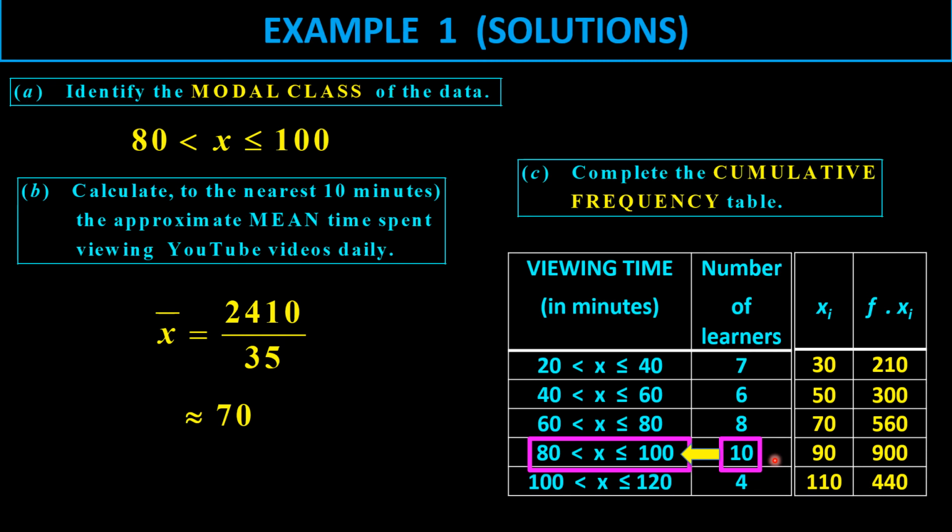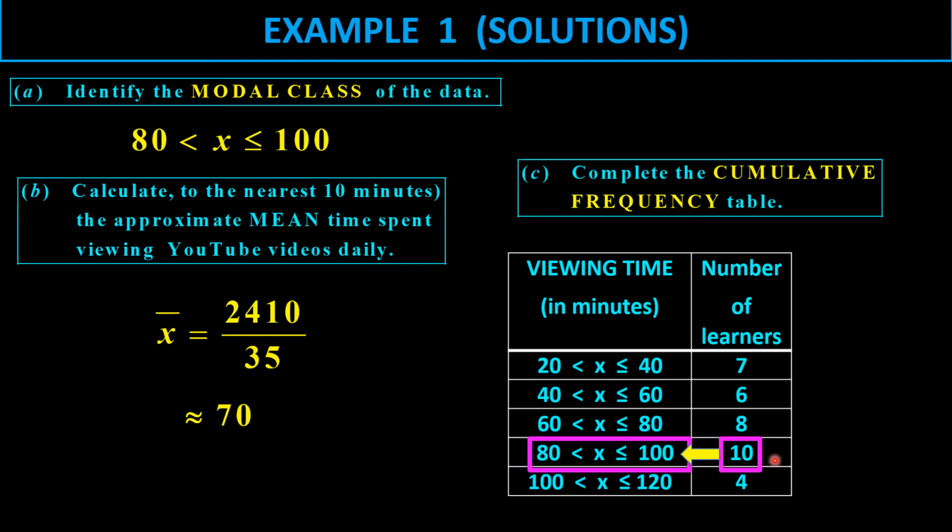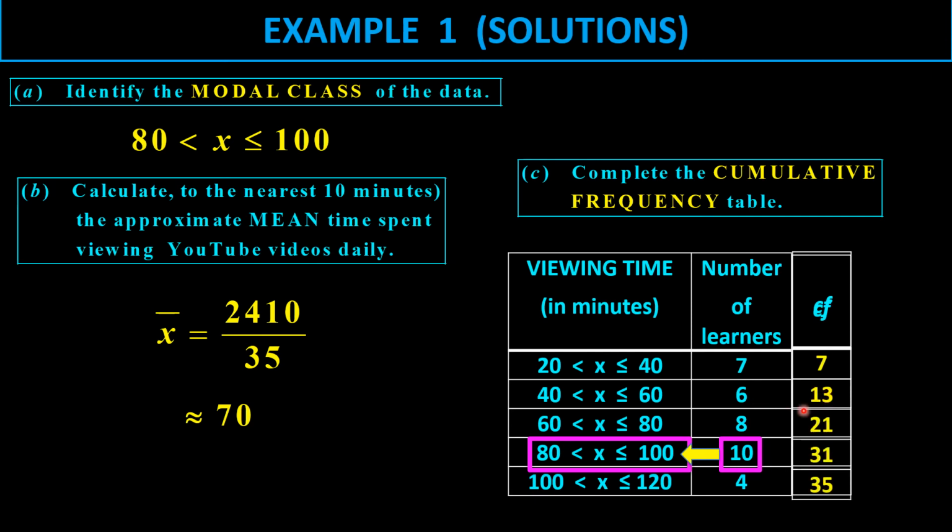Then let's look at the third question here. Now we want to complete the cumulative frequency. So I need to calculate the cumulative frequency. So let's create a column first. There's our column. So we first add the 7, and then 7 plus 6, and then 13 plus 8, and then 21 plus 10, and 31 plus 4. And you can check that 35 is in fact the sum of the total number of learners. So there's my cumulative frequency table.